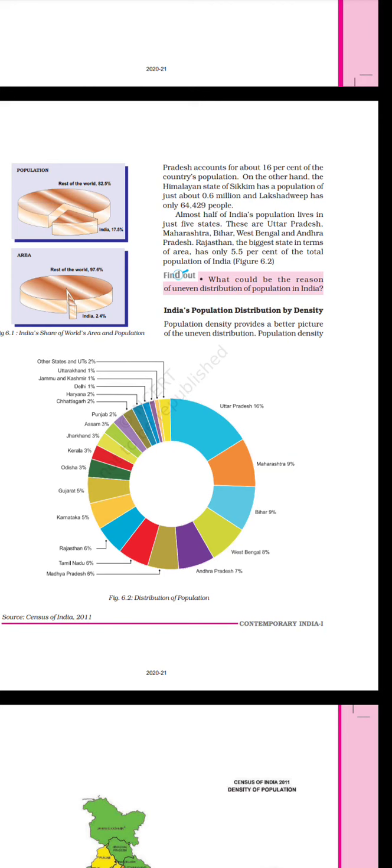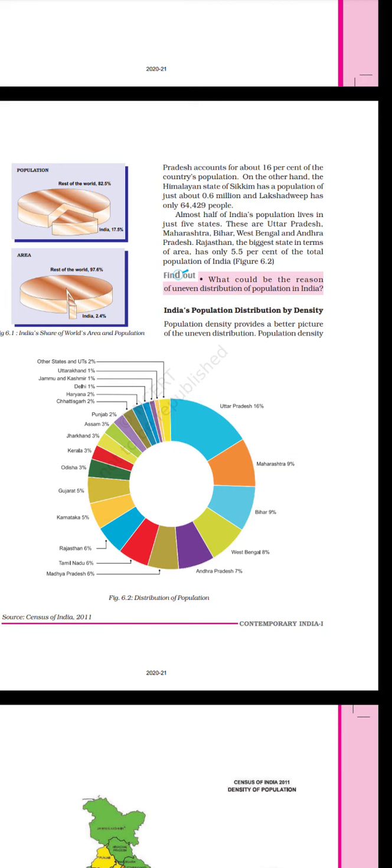Take a look at Figure 6.2, distribution of population. Uttar Pradesh 16%, Maharashtra 9%, Bihar 9%, West Bengal 8%, Andhra Pradesh 7%. Madhya Pradesh 6%, Tamil Nadu 6%, Rajasthan 6%, Karnataka 5%, Gujarat 5%, Odisha 3%, Kerala 3%, Jharkhand 3%, Assam 3%, Punjab 2%, Chhattisgarh 2%, Haryana 2%, Delhi 1%, Jammu and Kashmir 1%, Uttarakhand 1%, other states and UTs 2%.